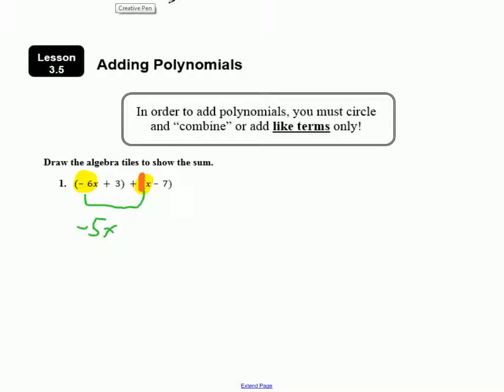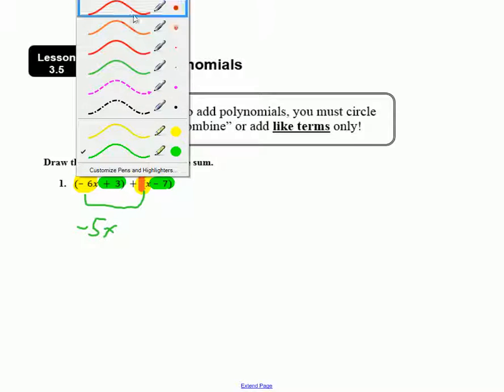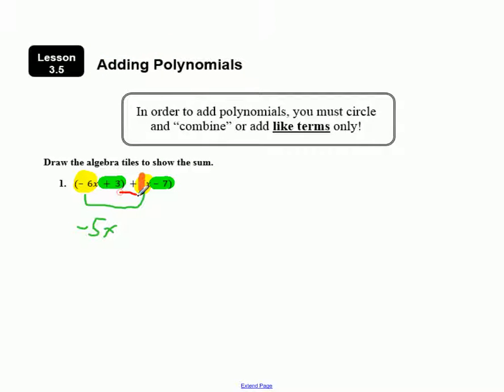I'm going to do the same thing, except this time I'm going to use a different highlighter, and I'm going to highlight the other two like terms, my positive 3 and my negative 7. Again, really important to make sure that you underline, circle, highlight the signs that go in front of the constants as well. So again, different signs I'm going to have to subtract. 7 minus 3 makes 4. And my final sum will also be negative because 7 has a larger value. And that is it. I am done.